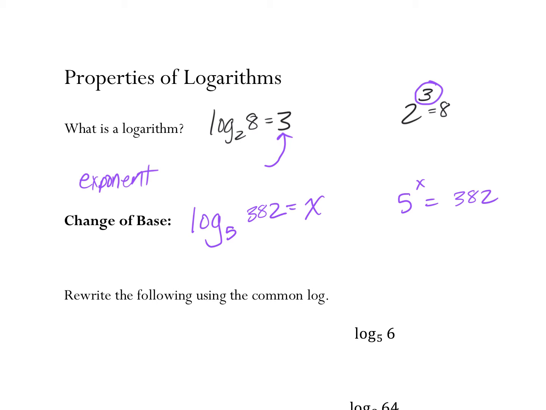Can't take the square root, because the square root of 5 to the x is the square root of 5 to x. We're going to log both sides. Or use guess and check, but I wouldn't. Do you want to guess and check when it's going to be a decimal? No. Okay. So we're going to get x times the log of 5 equals the log of 382. Yeah. Divide both sides by log 5. We'll divide by log 5.